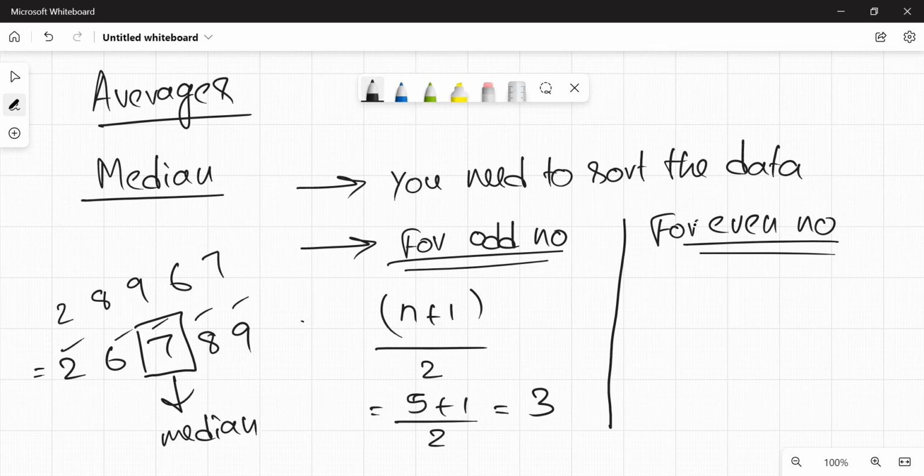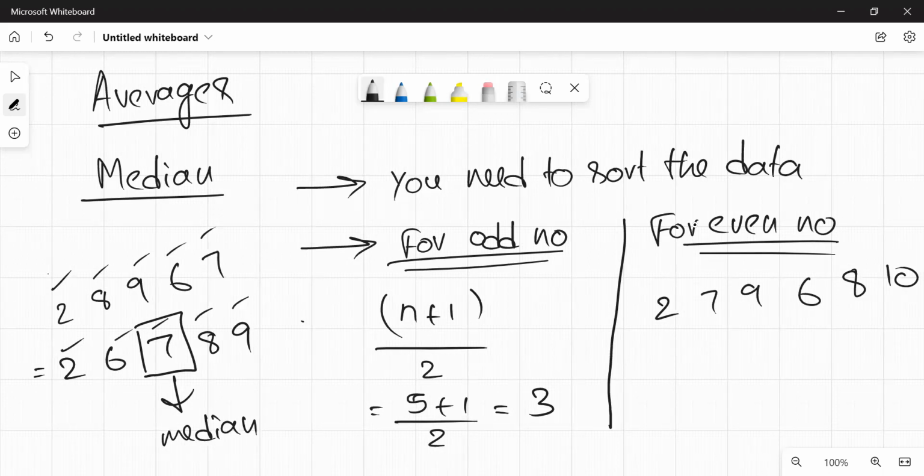This procedure is only applicable for odd number data. Why? Because here, 2, 8, 9, 6, 7 has 1, 2, 3, 4, 5 values, and 5 is an odd number. For an odd number we usually follow this procedure. Now what if we want to find the median for even number data? For example, I have a similar data set: 2, 7, 9, 6, 8, and 10.